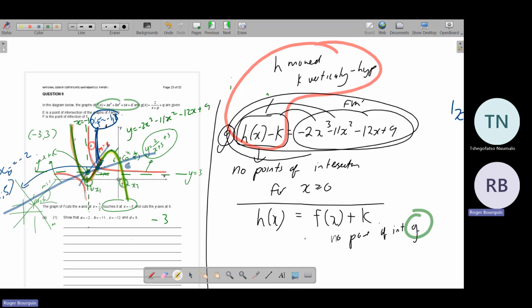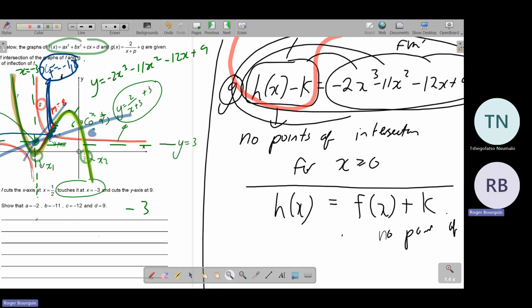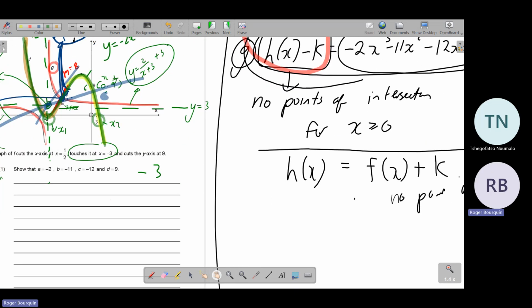Tough question. So now let's have a look at this graph. First of all we're only looking at the region where x is bigger than 0. So I'm looking at the green graph and the red graph, and only the region to the right of the y-axis. So I've got this point over here, which is 9. And I've got this point over here, my y-intercepts are going to be important, which we can work out pretty easily.